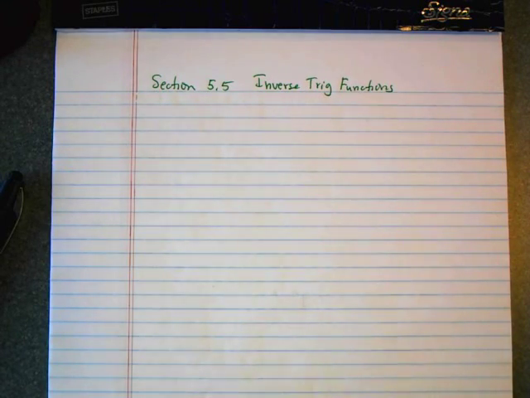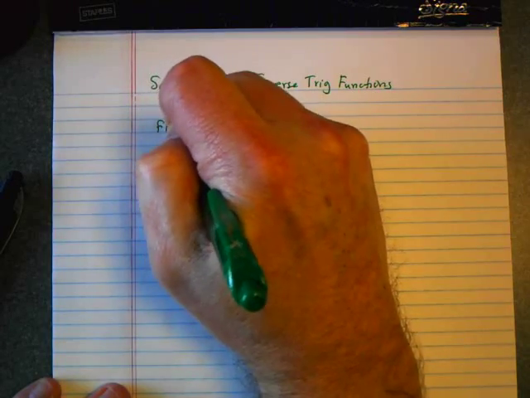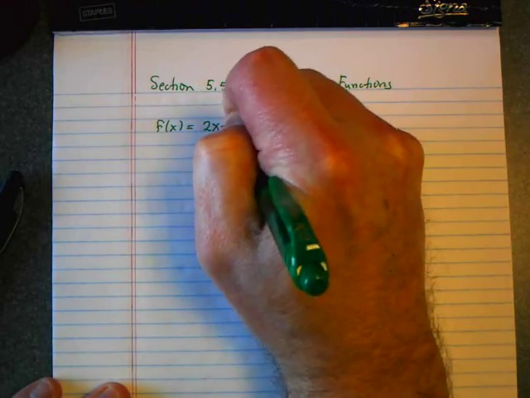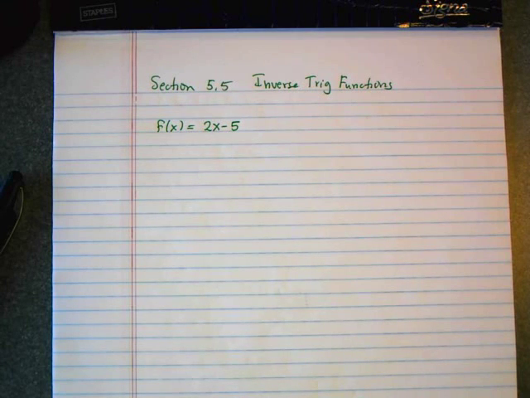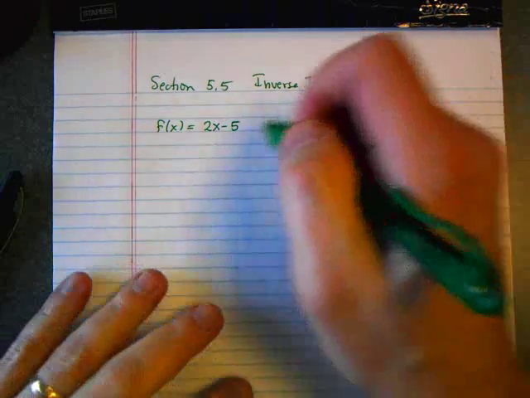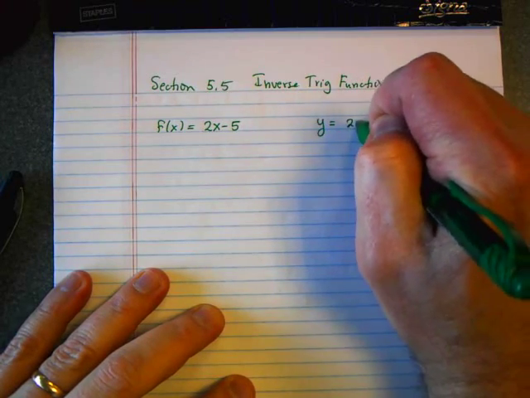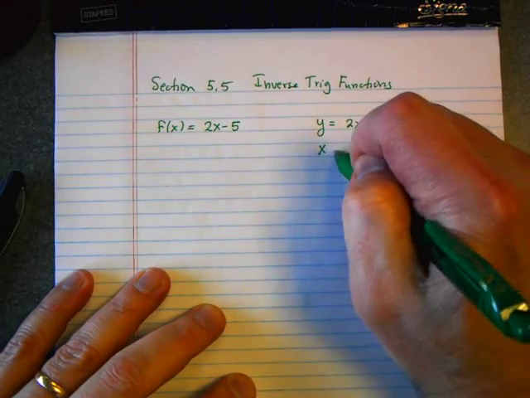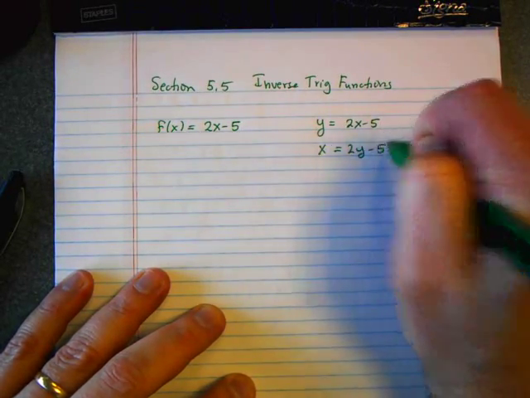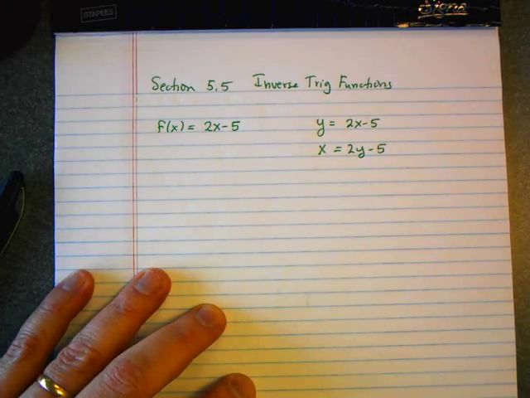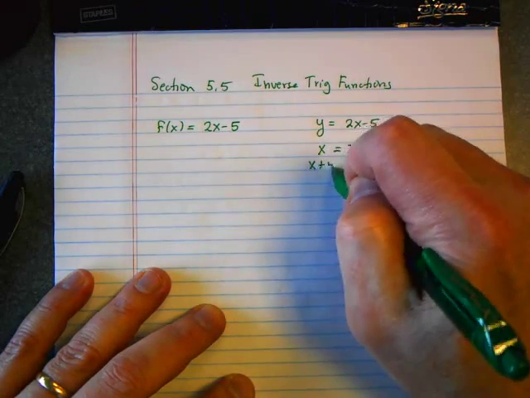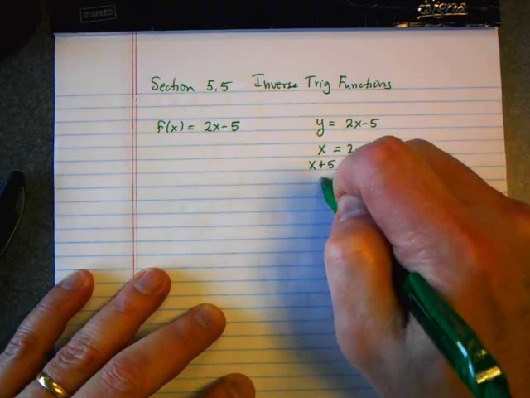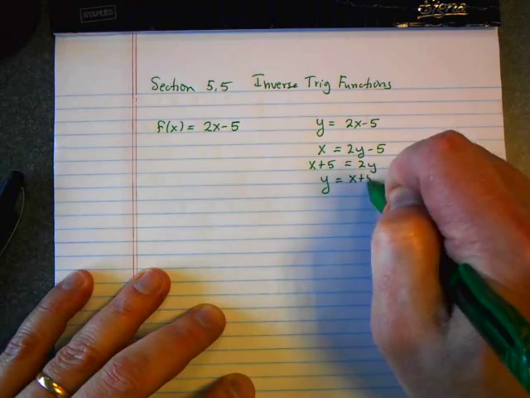All right, so I'll give you a nice simple function here. f of x equals 2x minus 5. You interchange the x's with the y's. All right, so we're going to call this y equals 2x minus 5. And then I heard somebody say switch the x's and the y's. x equals 2y minus 5. And then you get y all by itself. All right, so x plus 5 equals 2y. So y is x plus 5 over 2.